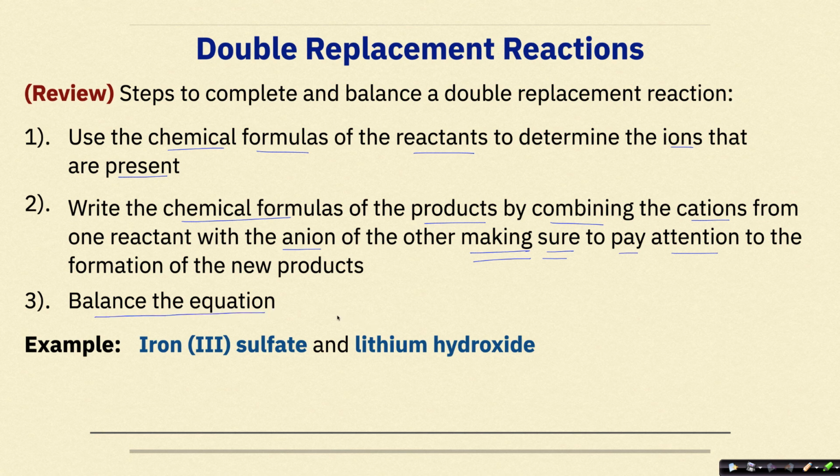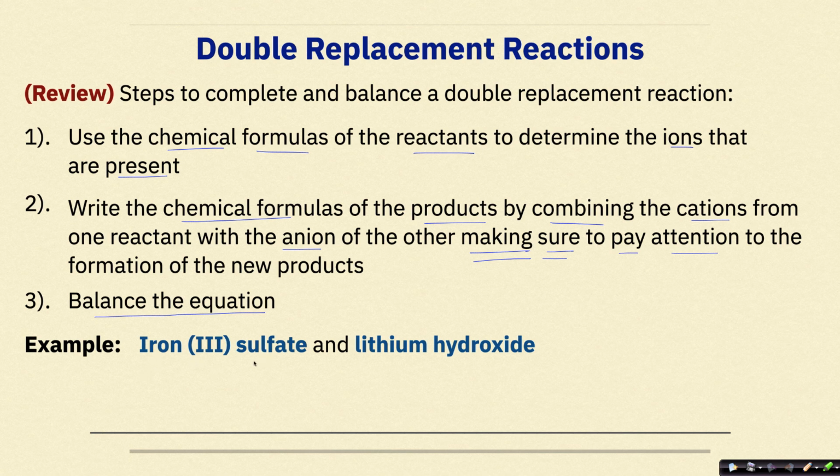And you might be saying to yourself, Dr. English, I have done this, I know how to do this, and yeah, I get it. But sometimes we make silly mistakes, and sometimes we just need a little review. So let's look at our two reactants, iron 3 sulfate and lithium hydroxide. So the first thing that I'm going to do here is determine the ions that are present in these two chemical formulas.